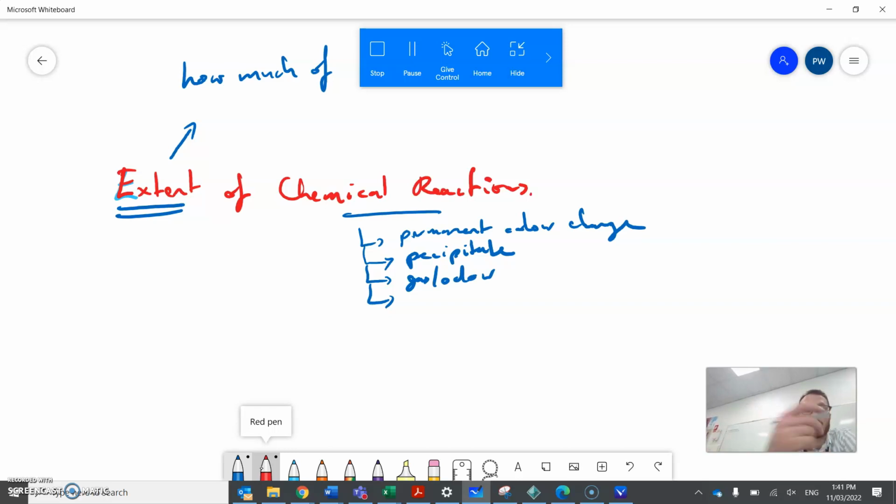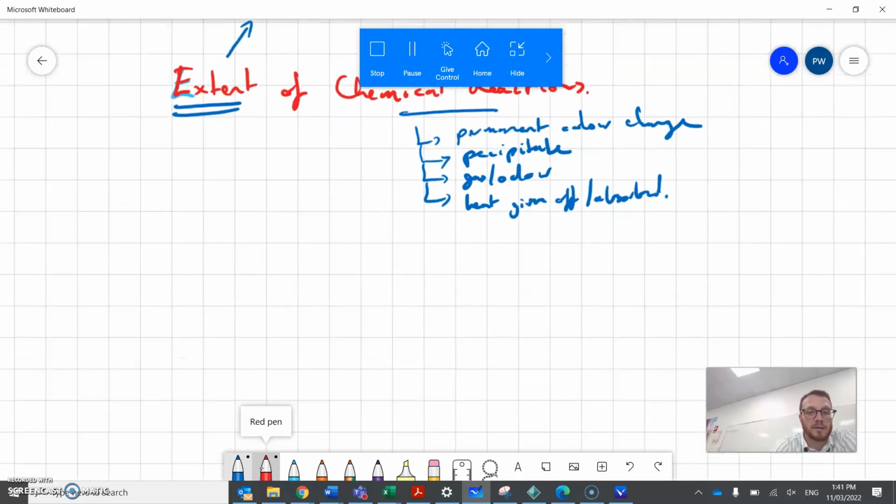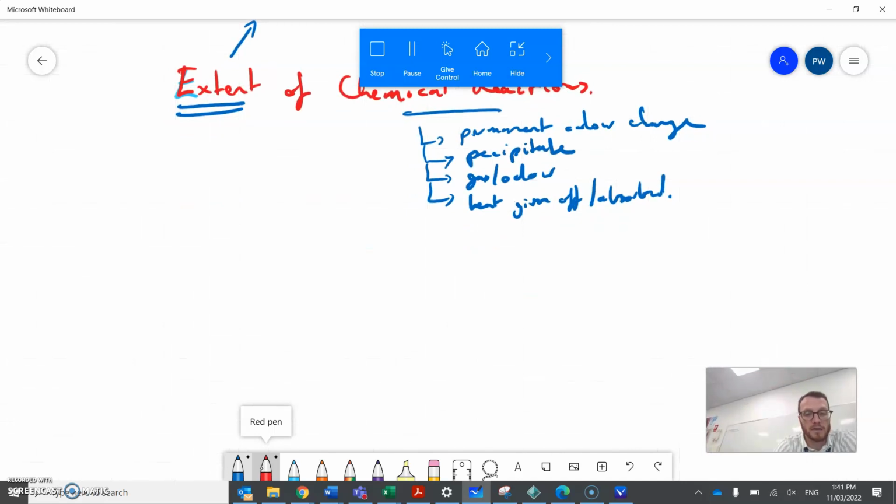And we might have heat given off or absorbed. Okay, so that's essentially what that means. And so that's the broader part of the topic. And then we get into this thing called equilibrium. But really we're talking about dynamic equilibrium.